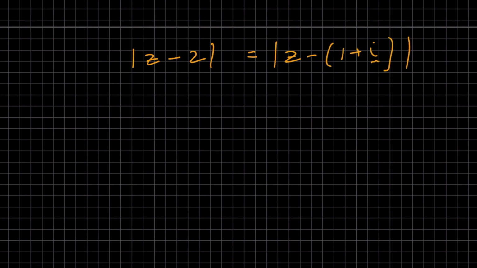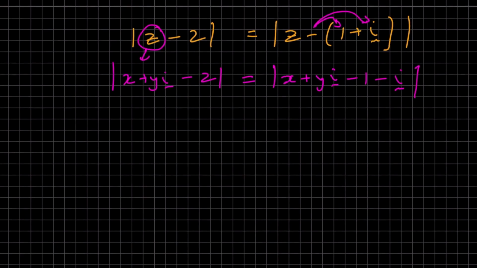Let's try to sketch the subset of the complex plane where the modulus of z minus 2 equals the modulus of z minus 1 plus i. Again, using the same logic as before, we know z is representative of a particular complex number. We can represent this using x plus yi. So rewriting this, we get the modulus of x plus yi minus 2 equals the modulus of x plus yi, and I'm going to expand this bracket out, so minus 1 minus i.